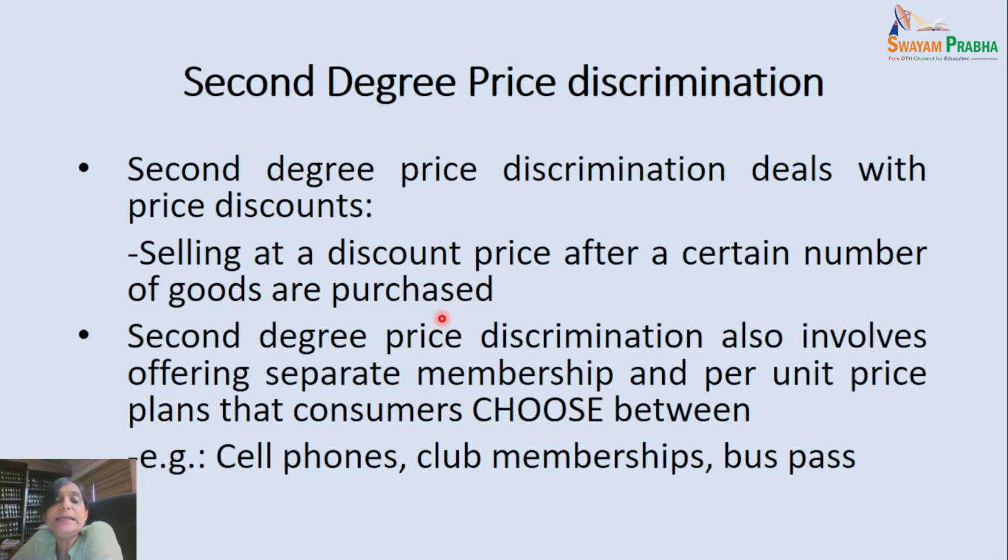Second degree price discrimination is also sometimes offered by way of memberships and per unit price plans that consumers choose to pay. For example, club memberships and cell phone postpaid plans, wherein different units are charged a different price.